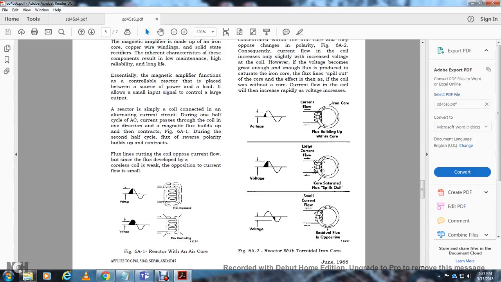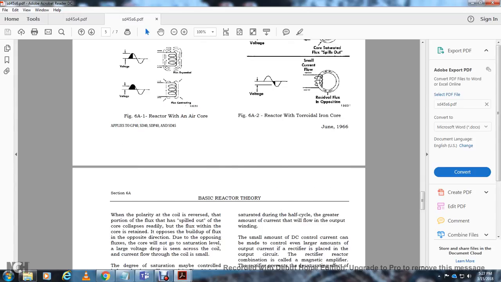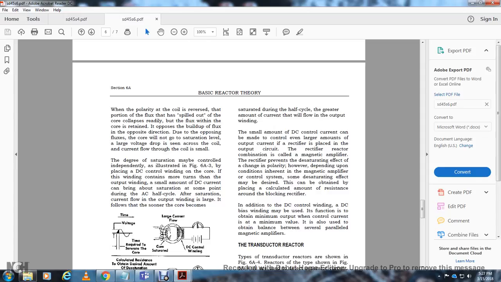Figure 6A2 shows the reactor with a toroidal iron core. The current flows with flux building up within the core: small voltage, medium, halfway voltage, large current flow. The core saturates, the flux spills out, and a downward voltage of small current flows, with residual flux in opposition. When the polarity of the coil is reversed, a portion of the flux that spilled out of the core collapses readily, with the flux retained in the core opposite to the new build.